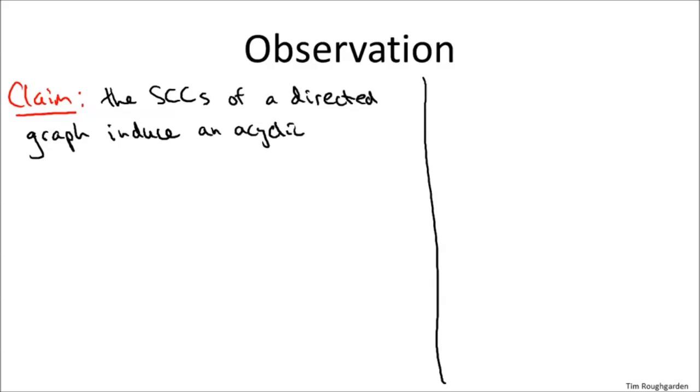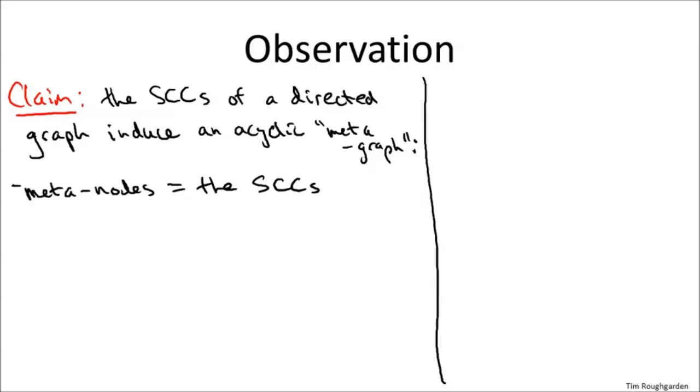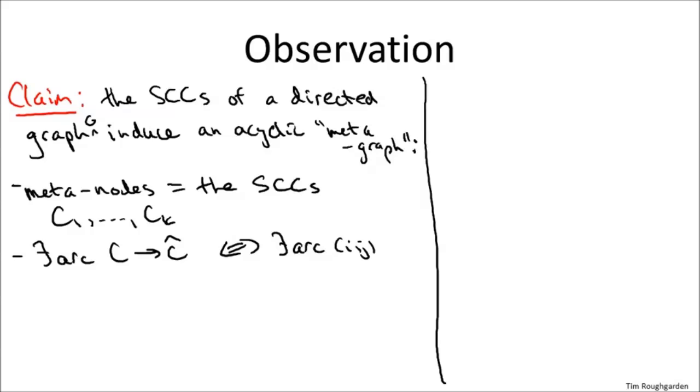So what is this metagraph? What are the nodes and what are the arcs? Well, the metanodes are just the SCCs. So we think of every strongly connected component as being a single node in this metagraph. Call them, say, C1 up to CK. So what are the arcs in this metagraph? Well, they're basically just the ones corresponding to the arcs between SCCs in the original graph. That is, we include in the metagraph an arc between the strong components C and C hat, from C to C hat, if and only if there's an arc from a node in C to a node in C hat in the original graph G.